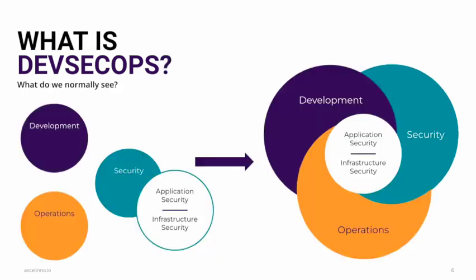Now, what do we want to do? We want to bring these teams, development, operations, and security, all together. Now, usually we think of security as really having a focus on application security and infrastructure security. But what we do when we bring all these teams together is now development, security, and operations really has a shared responsibility, a shared vision, shared input, shared ownership of application security and infrastructure security.